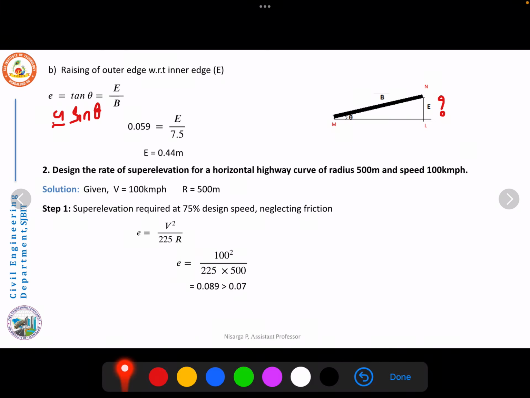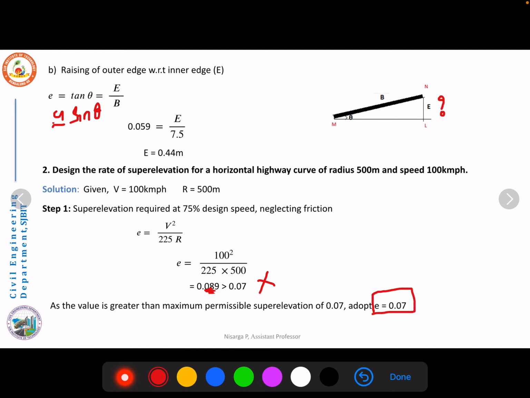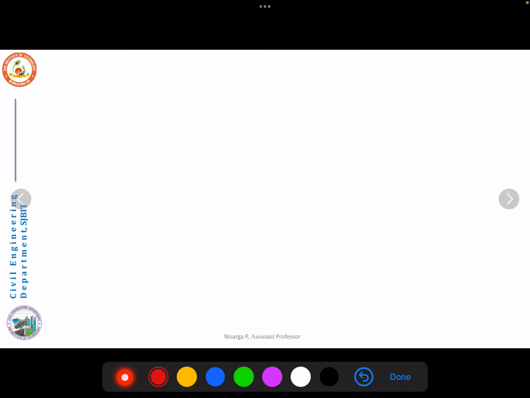The superelevation we have got from the calculation is 0.089. So here it is exceeding the maximum rate of superelevation of 7%, that is 0.07. Hence it is not possible for us to provide the superelevation value of 0.089. So in this condition, we have to restrict the superelevation to the maximum value of 0.07. Adopt e is equal to 0.07. And in the next step, check for the friction value. So will the friction value provided be sufficient to counteract the centrifugal force?